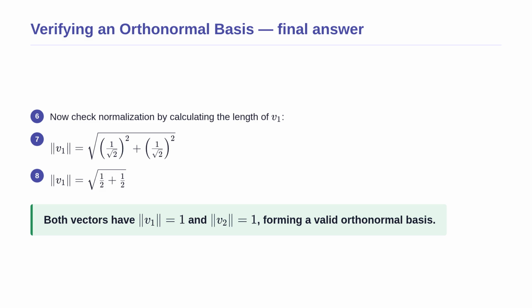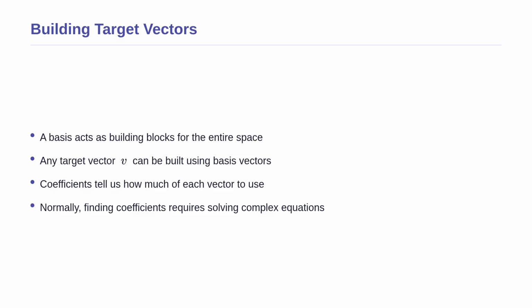Now that we have proven they are orthogonal, we must check the second rule, normalization. We need to find the length of the first vector. We square each of its coordinates, add them together, and take the square root of the total, which is just the Pythagorean theorem. Squaring the fractions gives us 2 halves, which add up to 1. The square root of 1 is exactly 1. If we repeat this exact same process for the second vector, we will also get a length of 1. Because the vectors are perpendicular and both have a length of 1, they form a valid orthonormal basis. So we have proven that our vectors form a valid basis.